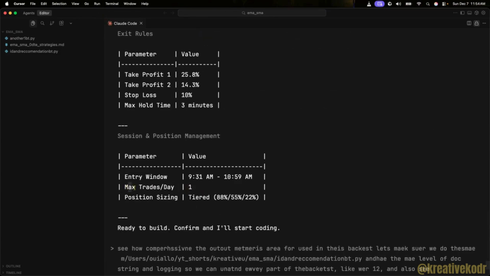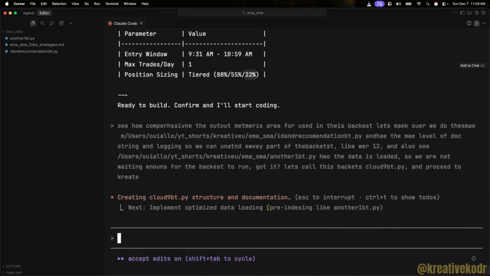We are doing one trade per day, and then we're doing tiered position sizing. So what does this mean? We're starting with $100. If the portfolio balance is less than 499, you can use up to 88% of it. If it's between 500 and 1000, you can use up to 55%. And if it's greater than 1000, you can use up to 22% of the portfolio balance.